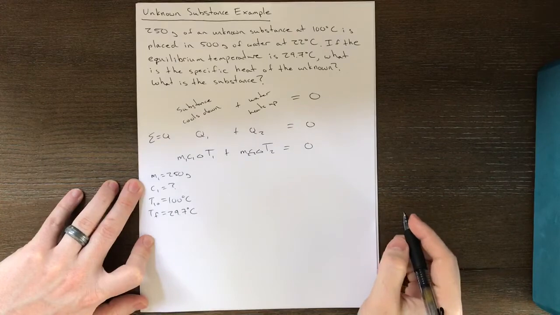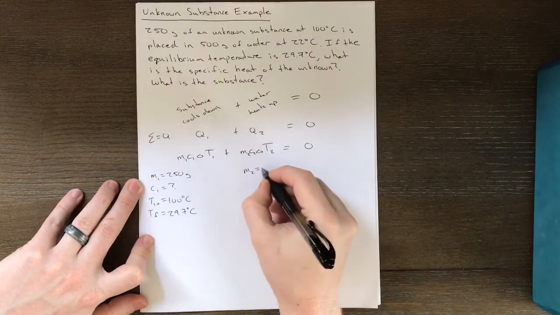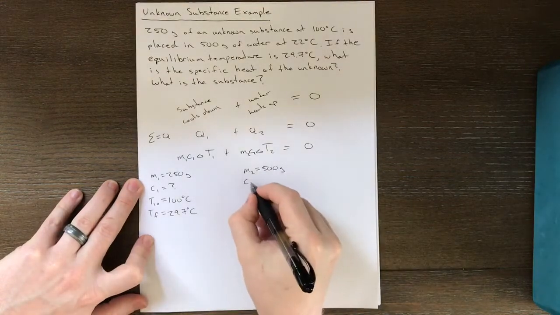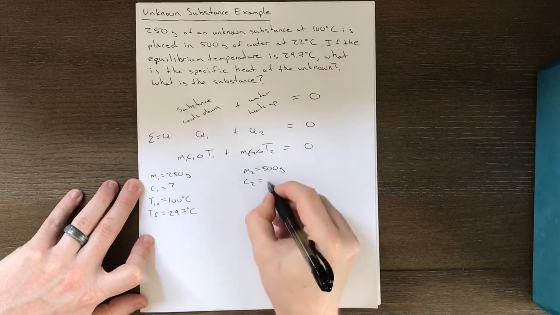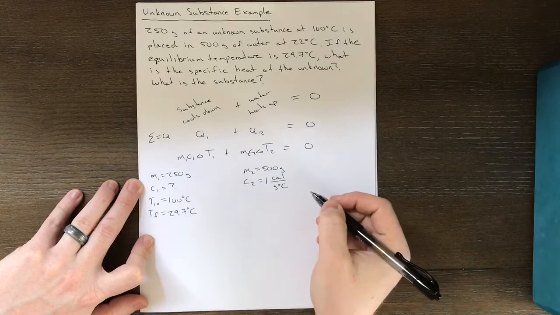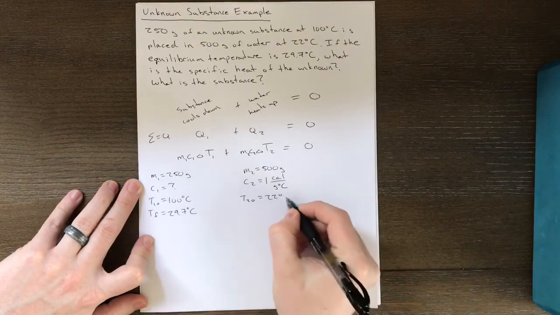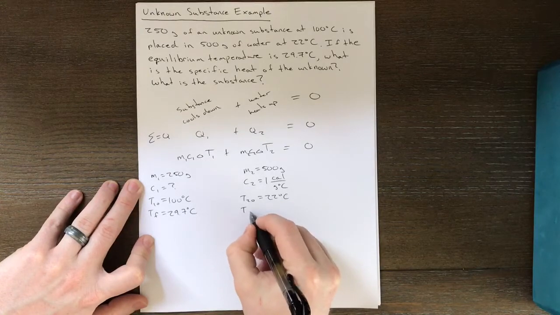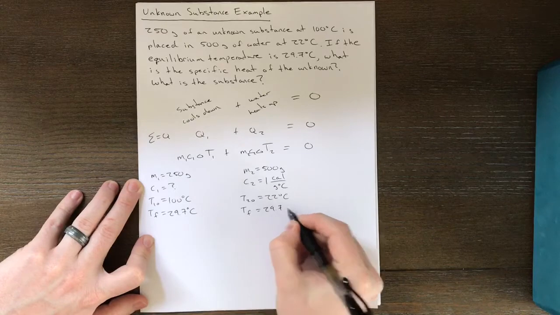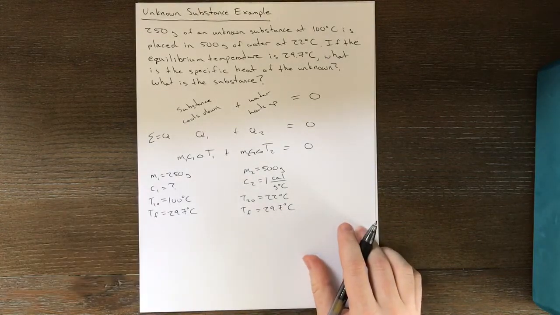Now, for the water, that's M2, we have 500 grams of it, 500 grams of water. The specific heat for water is 1 calorie per gram degree Celsius. The water's initial temperature is 22 degrees Celsius, and the water ends at that final equilibrium temperature, the same as the substance, 29.7 degrees Celsius.